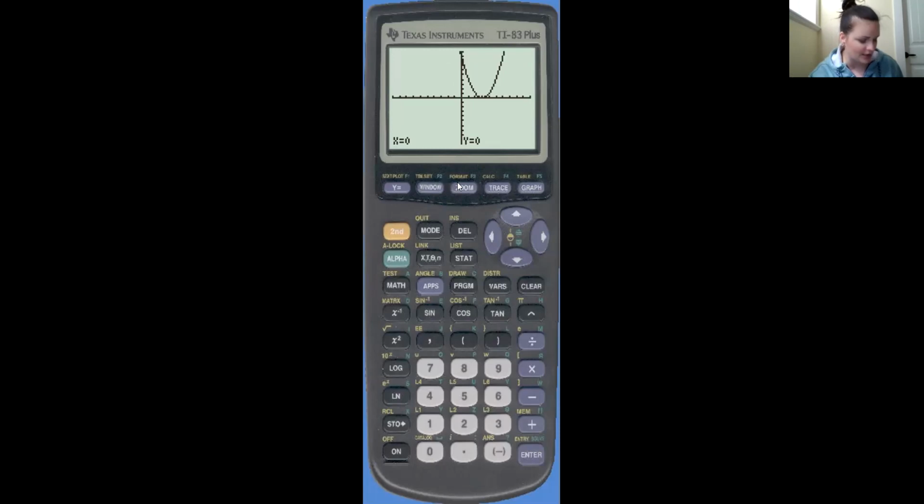I'm going to try the zoom in. And then zoom in, zoom in. That doesn't look like it's zooming in. It works on an actual calculator. I guess maybe the functionality isn't working on this app. I'll be honest, I don't use the zoom in or the zoom out function. I just manually adjust my window. So that's what we're going to do next.